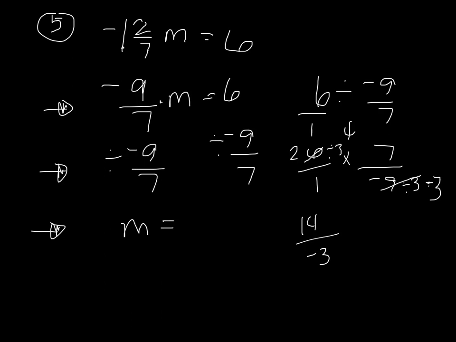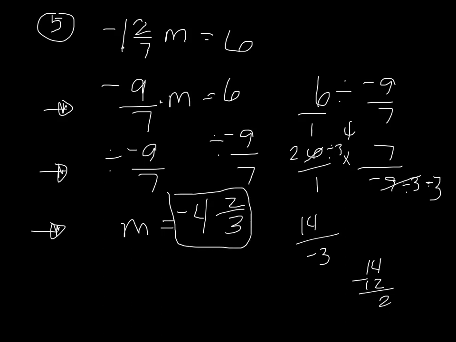Now I have to ask myself, how many times can 3 go into 14? Well, I know 3 times 5 is 15, so it's not going to be 5. It's probably going to be a -4. Okay, so 3 goes into 14 4 times, which is 12. So 14 minus 12, I've got 2 left over, so 2/3 is my answer. -4 and 2/3.